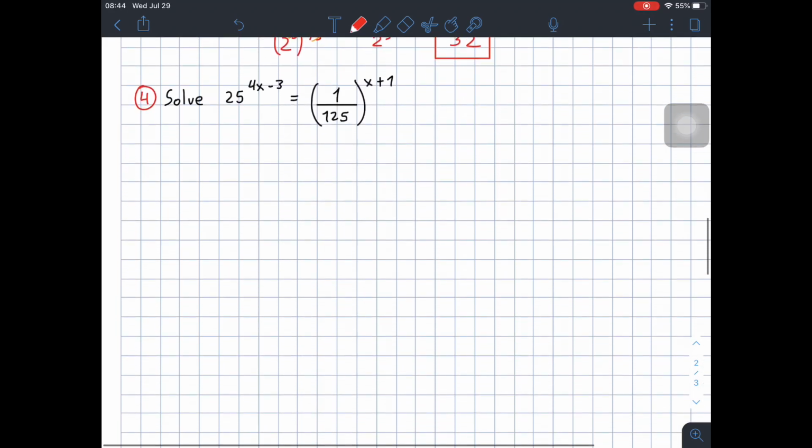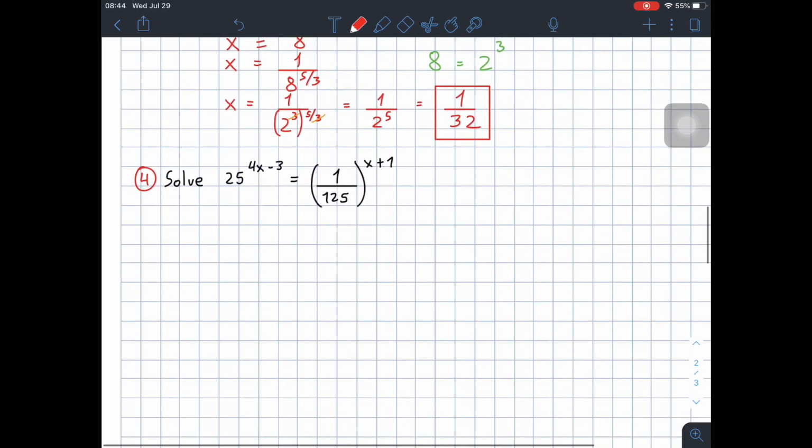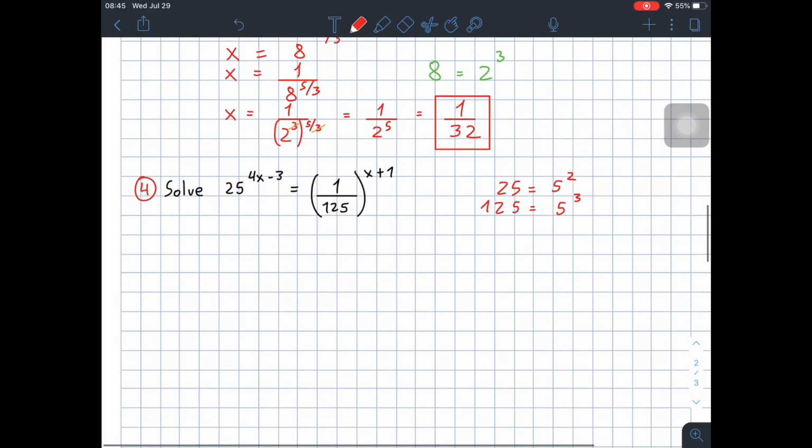Number 4. It says solve 25 to the power of 4x minus 3 equals 1 over 125 to the power of x plus 1. Okay, the first thing I always try to do is try to have the same bases, right? If I have 25 and 125, I immediately would think about having the same base, which is base 5, right? Because I know that 25 is 5 squared and 125 is 5 cubed. So that's the first thing I'm going to do.